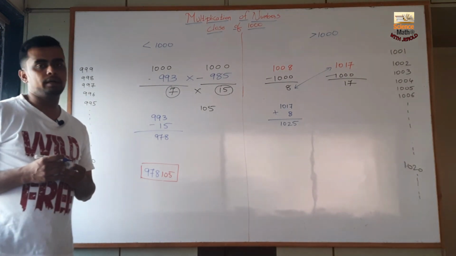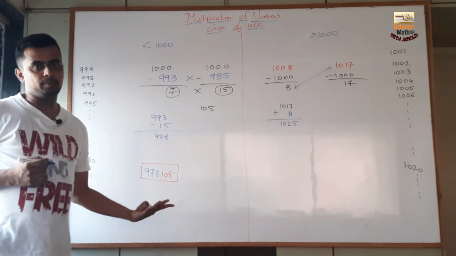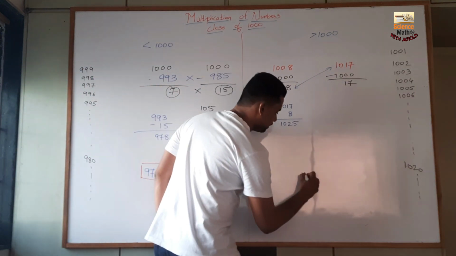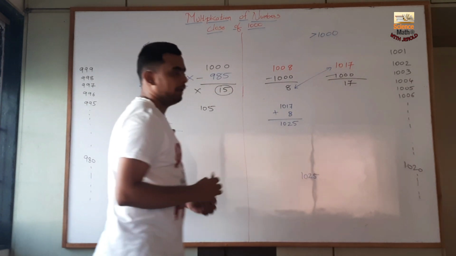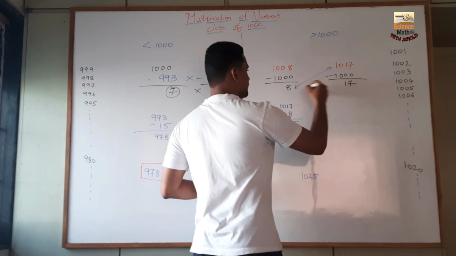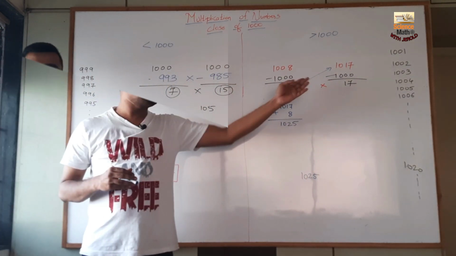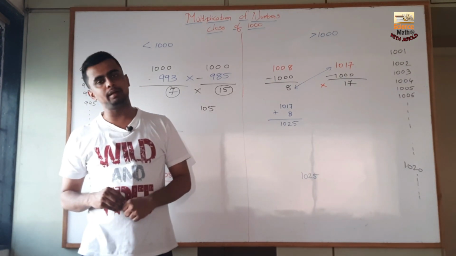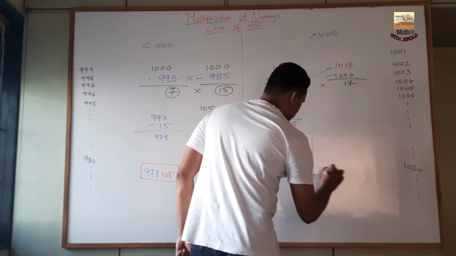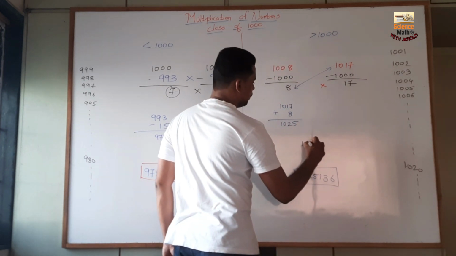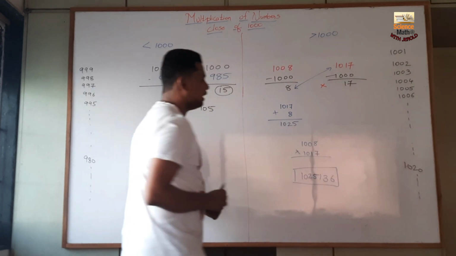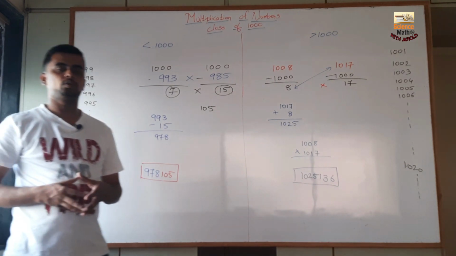Similar thing applies to hundreds. Smaller than 100, subtract; bigger than 100, add. So addition will give me the first 4 digits of my answer, 1025. Next I multiply the 2 numbers, 8 into 17, which gives 136, which will be my final 3 digits of the answer. So this will be my answer for 1008 multiplied by 1017. That is how multiplication of numbers close to 1000 is done.